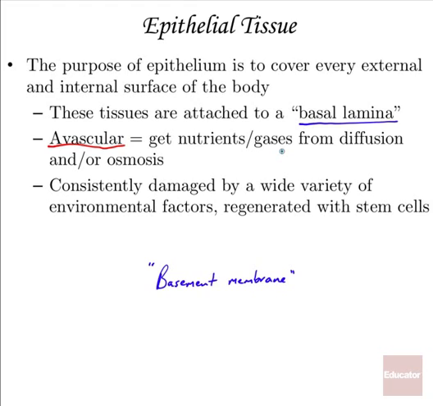So it's diffusion and osmosis that's getting the nutrients and gases to the epithelial tissues. And because we're talking about parts that are on the very outside of your body, on the passageways that you're swallowing stuff into or inhaling air into, they're consistently damaged by a wide variety of environmental factors, regenerated with stem cells. You're getting pretty much constant regeneration of these epithelial tissues depending on where they are in the body.